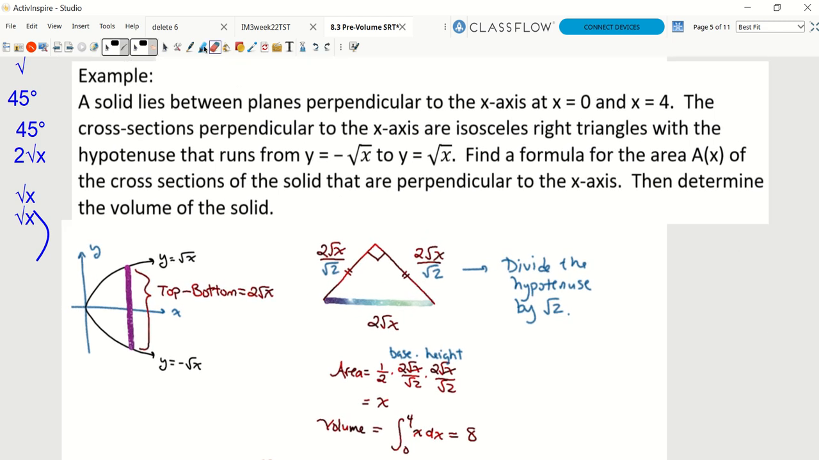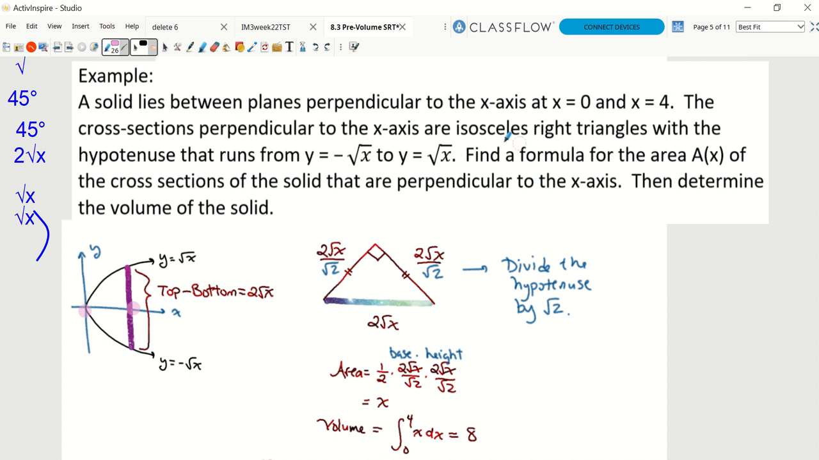Let's get some stuff out of the way. Here's some standard information. Perpendicular to the x-axis, perpendicular to the x-axis. We good? Okay. We've got the root x, negative root x. Are we good? 0 to 4, 1, 2, 3, 4. 0 to 4, 0 to 4. We good? And eventually, we're going to integrate for the volume, stacking it from 0 to 4. We good? All right. So now, let's see how we imagine this.